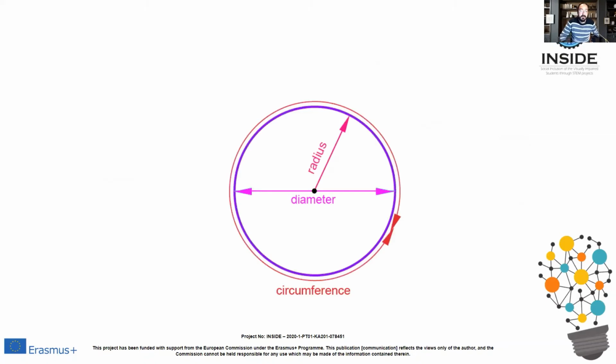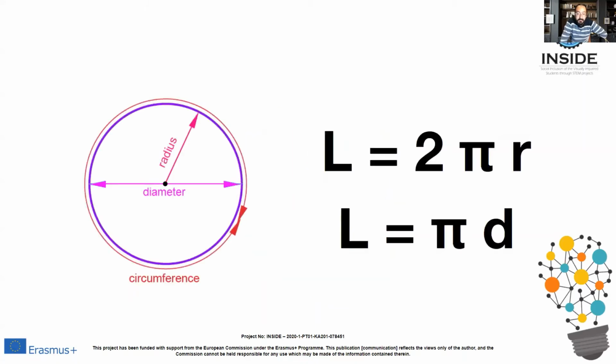Everything comes from the concept of a circle and the relation between the circumference of a circle, the diameter, and the radius. Of course, we all know that the diameter is 2 times the radius, and we know also that the circumference, which means the length around the circle, is 2 times pi times r, or in a simplified formula, pi times d, where d is the diameter.